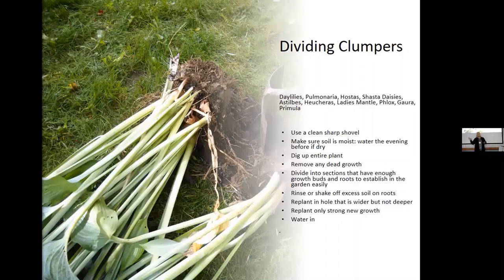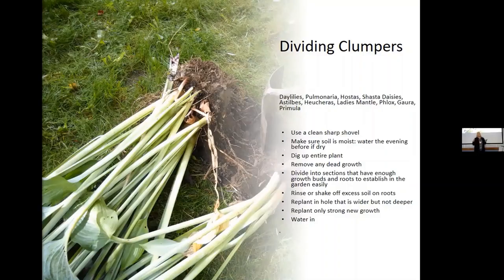So you'll do that, and hopefully at this point you have already figured out what you're going to do with those divisions. So you're either going to put them in a pot or put them in the ground someplace. If you haven't, you want to make sure you get a bucket of water, a nice clean bucket of water, and put it in there so that you keep the roots moist until you figure out what you're going to do with it.